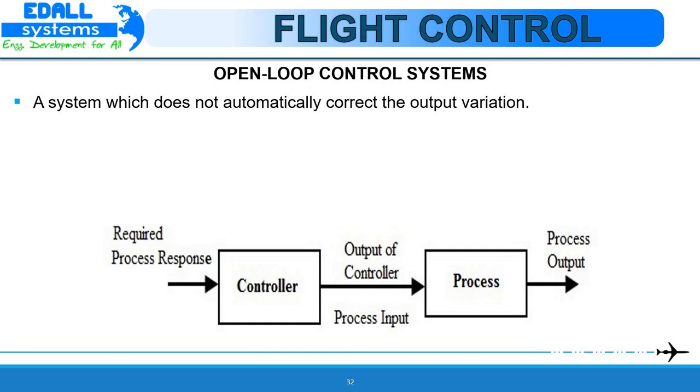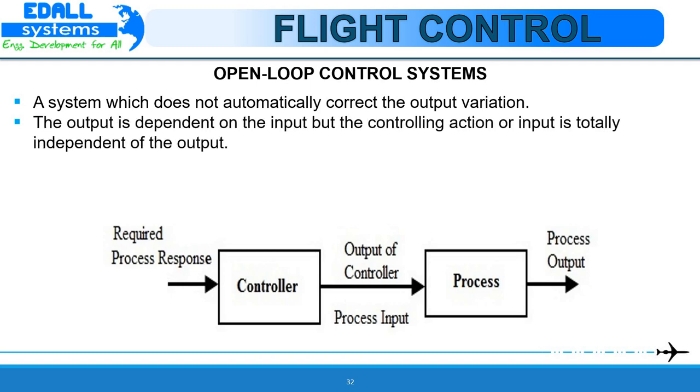Reference input, or the required process input, is applied to the controller, which generates the actuating signal, or the output of the controller, which is required to control the process which is to be controlled. The process is giving out the necessary controlled output.